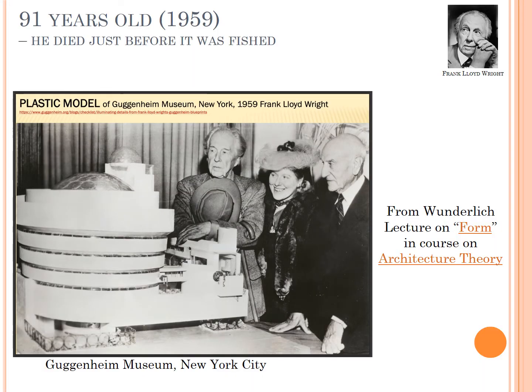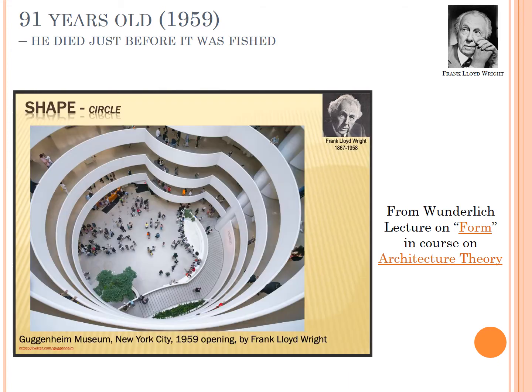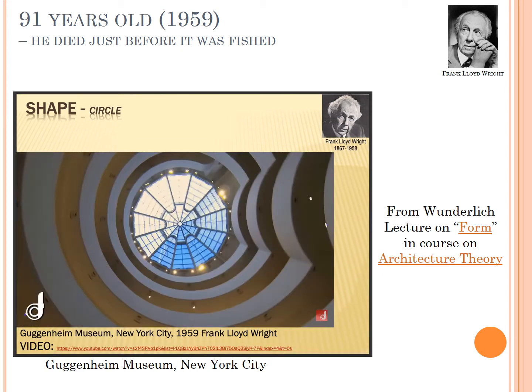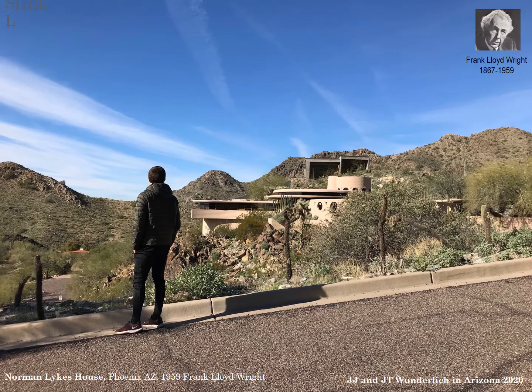Now at 91, he's doing the Guggenheim, the model in New York City. There's a cutaway model, the interior. This is a view from the built interior. Now, he died just before it was finished. That's what it looks like from the outside, looking up to the skylight. Here's another one of his last designs in Phoenix, Arizona, in Scottsdale, also circular. The sun.